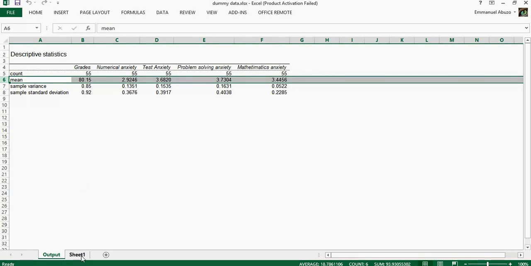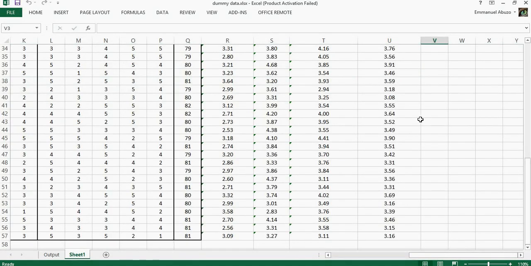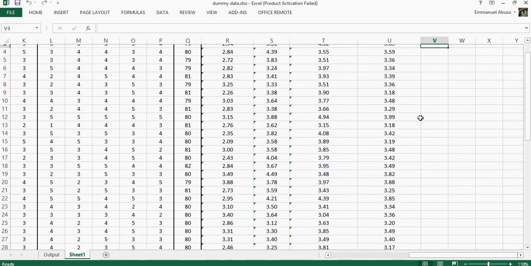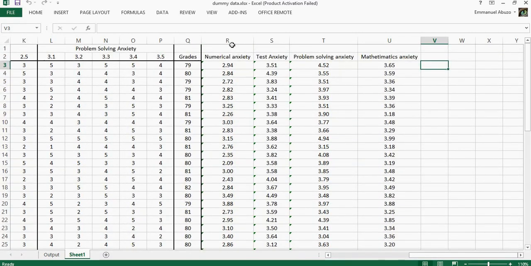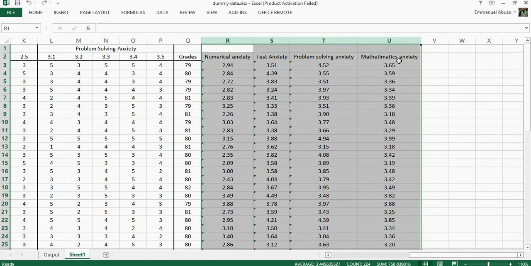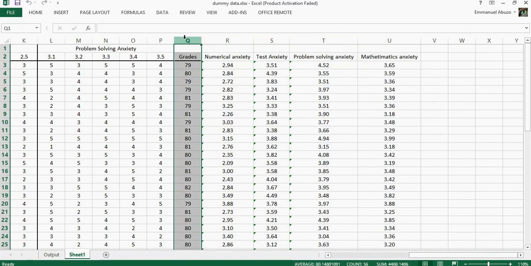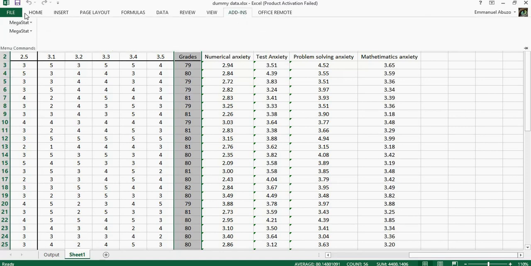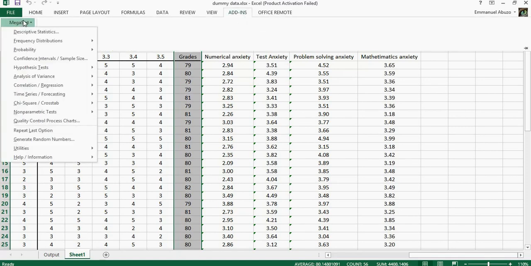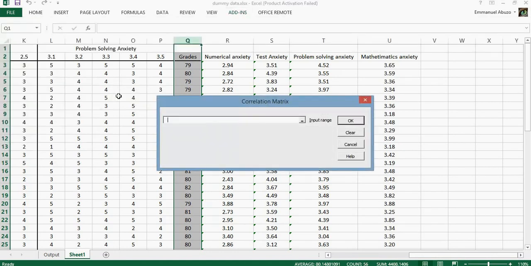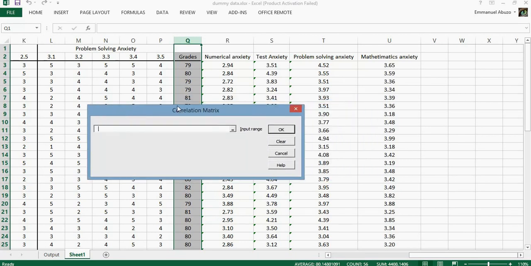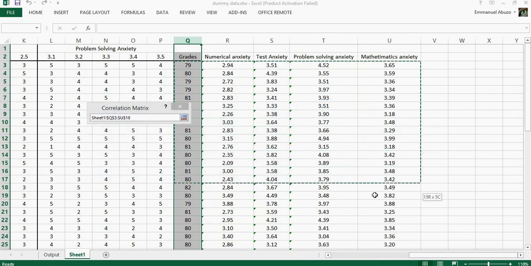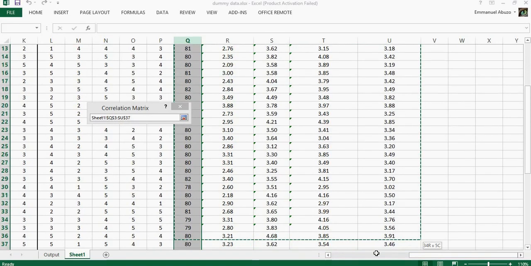Now, I go back to my sheet 1. Remember that the third question talks about the relationship between the independent variable and my dependent variable. To get the relationship between the two variables, I'll go again to add-ins, MegaStat, and then look for correlation. So correlation matrix. My correlation matrix would be these columns.